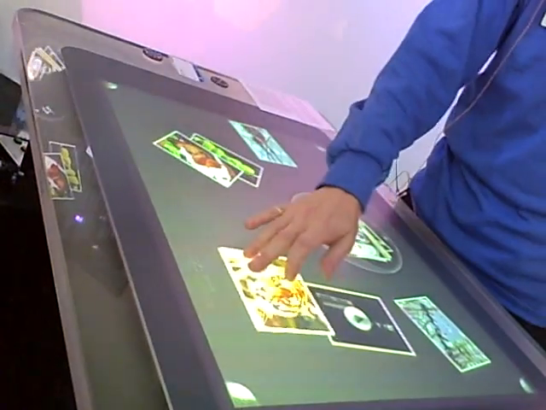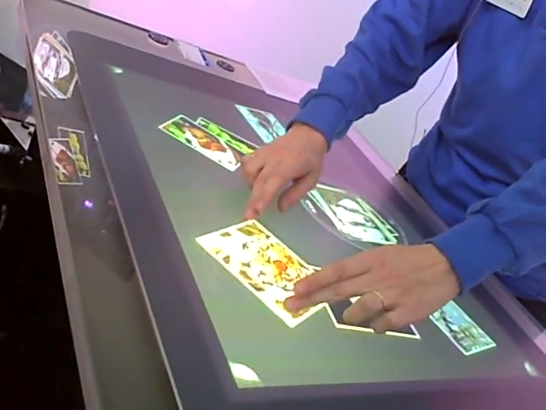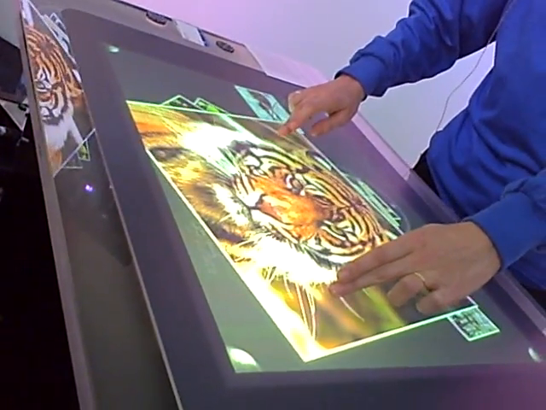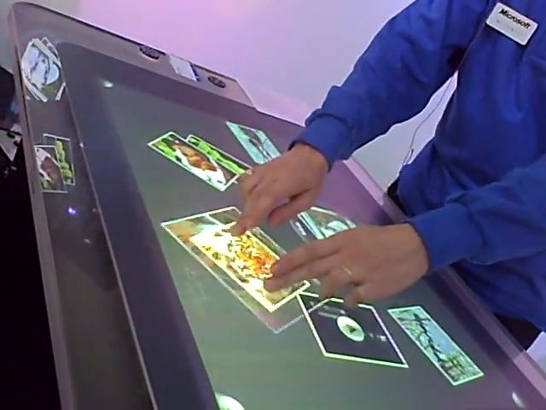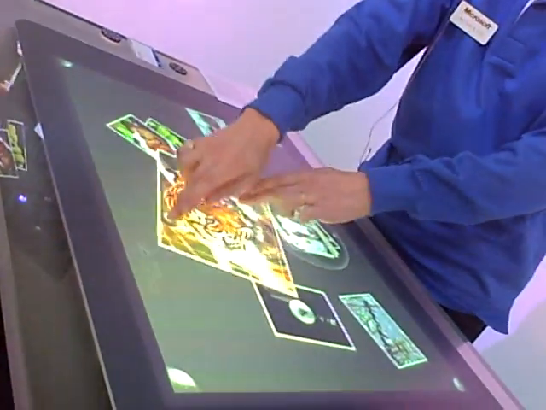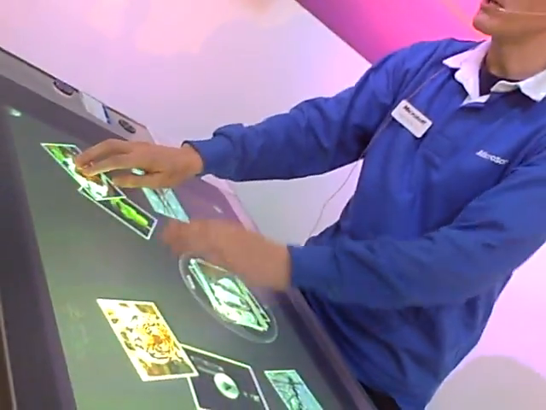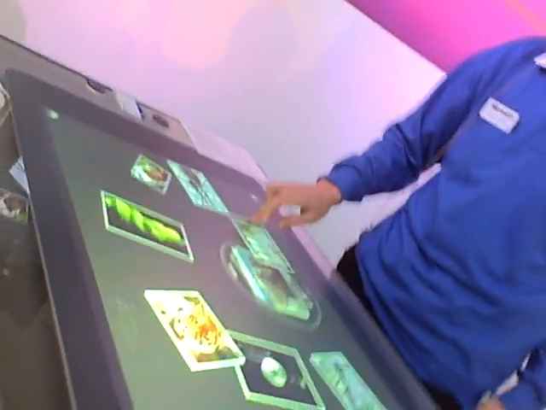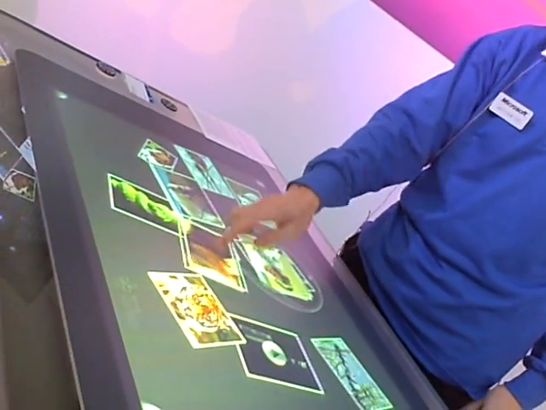I can push that photograph to the gentleman who's sitting in front of me here and say, take a look at that tiger, look at that. Absolutely superb way you can intuitively zoom into those photographs, and we can work together collaboratively around here. And I can take these animals onto the Surface device to work with.